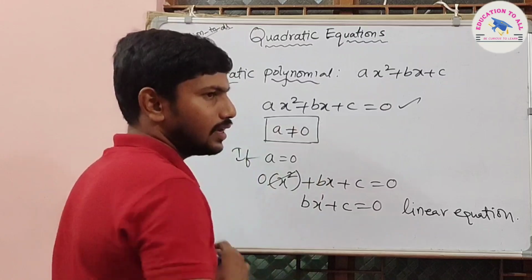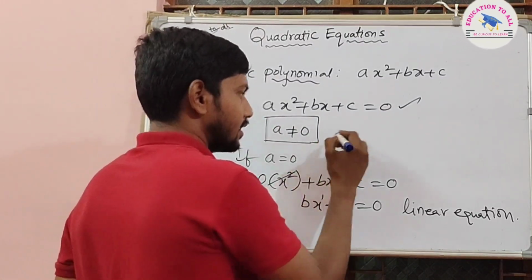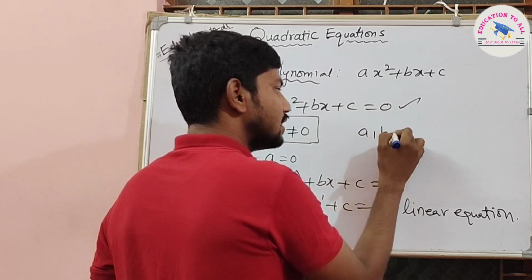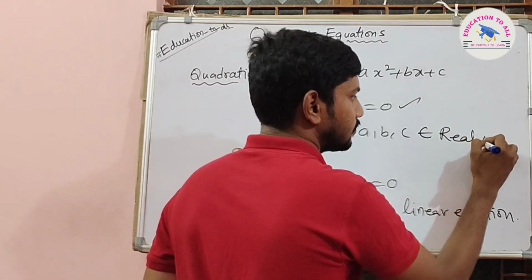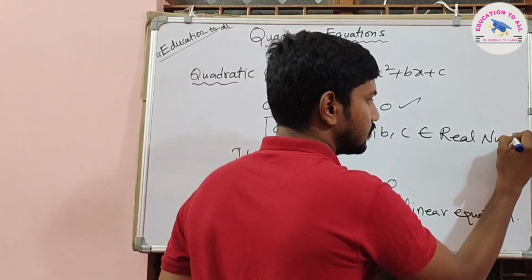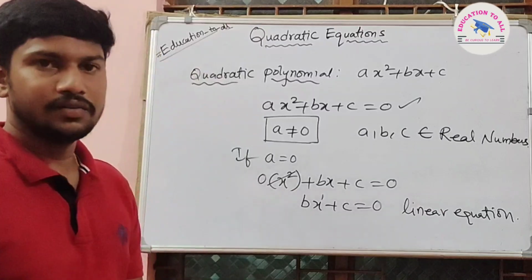That's very important. We have to keep it in mind while discussing quadratic equations. And a, b, c belong to real numbers. Okay, this is the general format we can say.